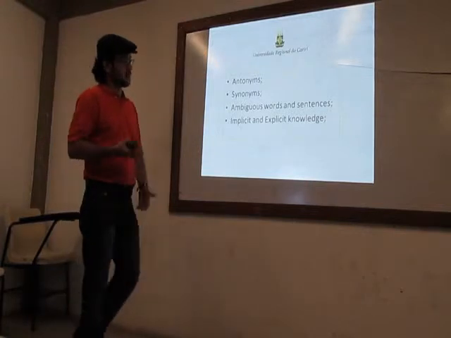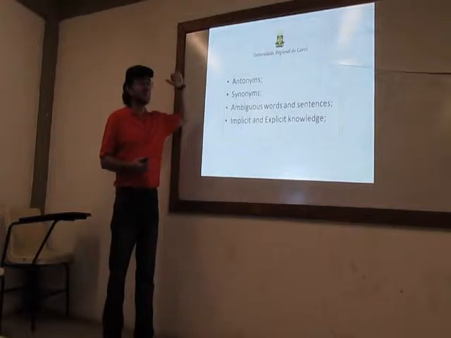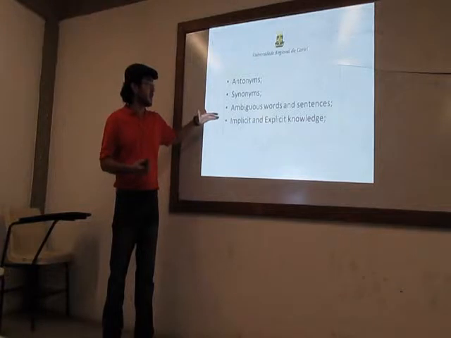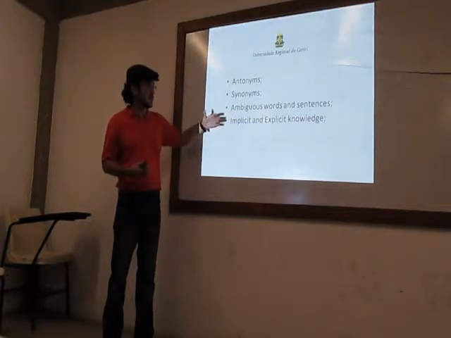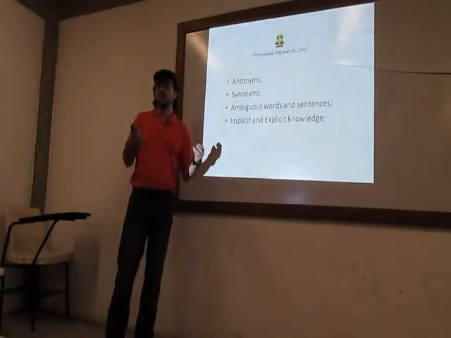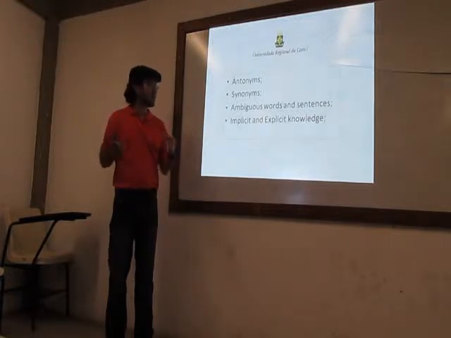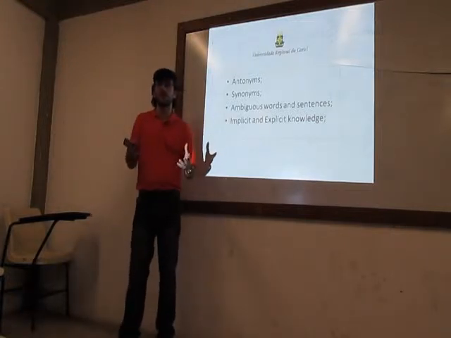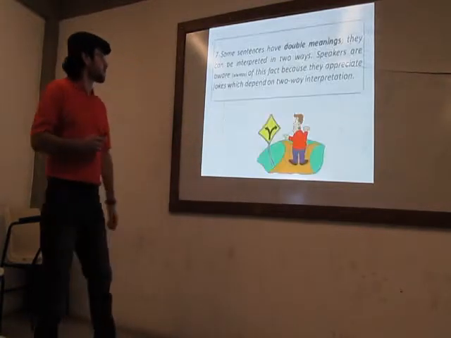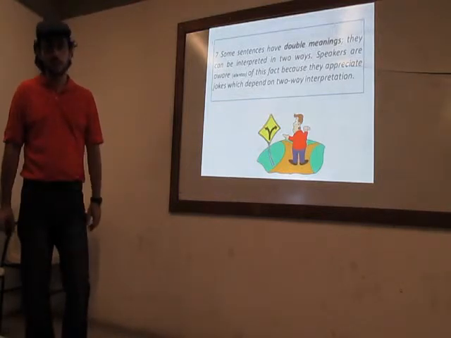Okay, in the previous class, including tonight, we have seen some terms like antonyms, synonyms, ambiguous words and sentences, and implicit and explicit knowledge. Implicit is our natural ability to acquire some language, some knowledge, and explicit is outside of us, what we study, what we write, okay? Let's talk about ambiguity, a little bit about ambiguity.